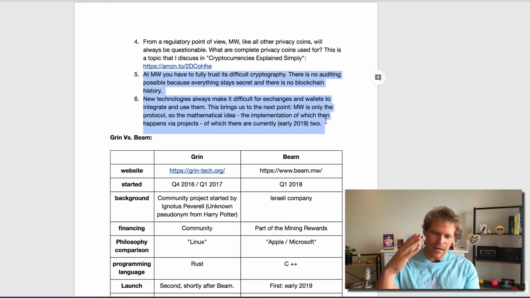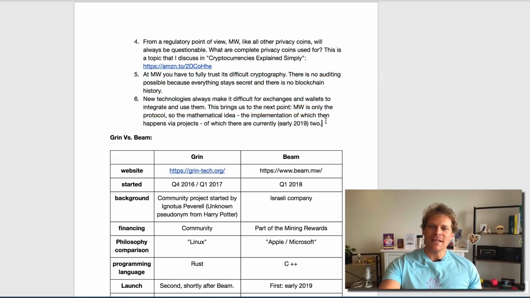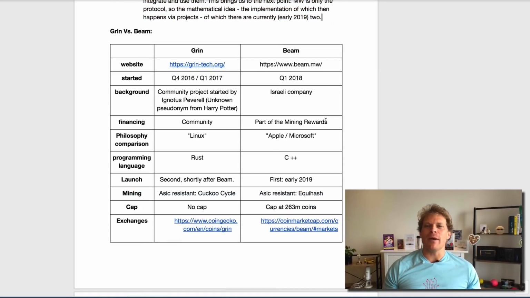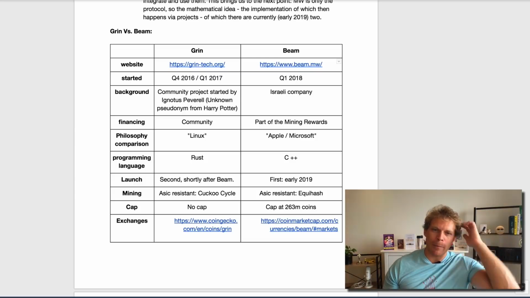So discussing how does this work, where's it coming from, there are 2 implementations at the moment, and they started at different times, with different philosophy, so this is always also interesting and relevant to understand. We have Grin and we have Beam. I linked up the websites below.